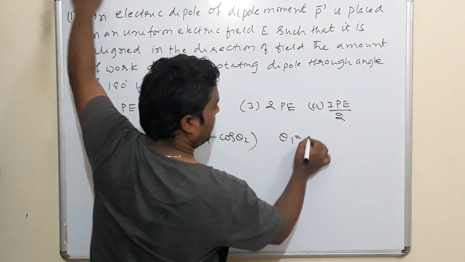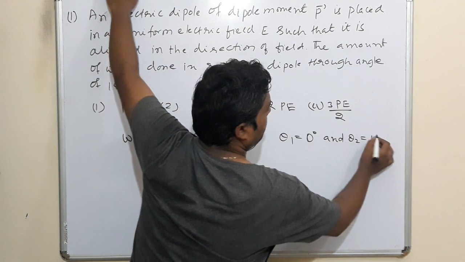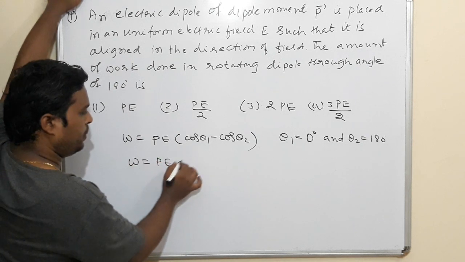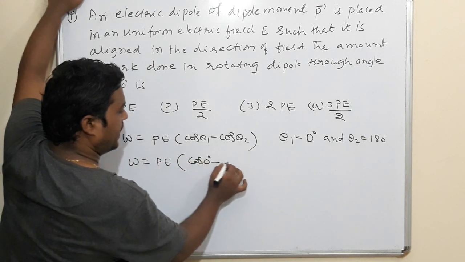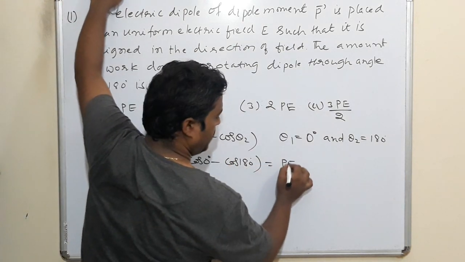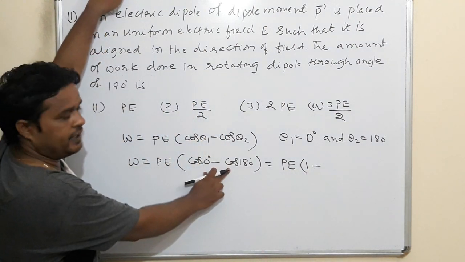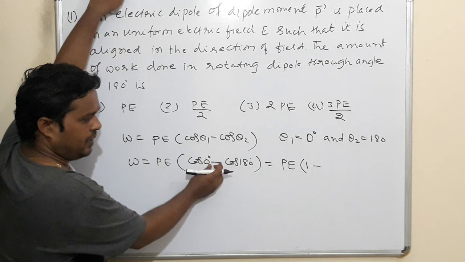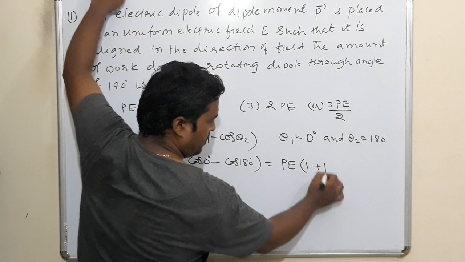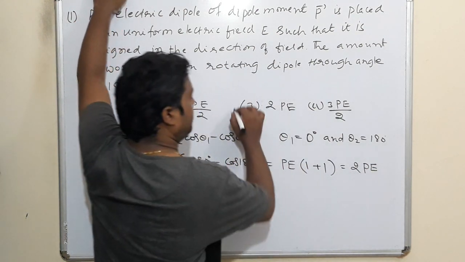Here theta 1 is 0 degree and theta 2 is 180 degree. Then this W will be equal to P into cos 0 minus cos 180. Cos 0 is 1, minus cos 180, which is minus 1. This already has a minus there. Cos 180 is minus 1. Minus of minus 1 is plus 1. Answer is 2 into P.